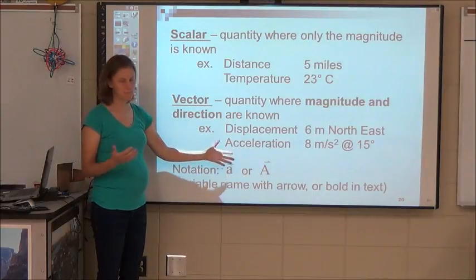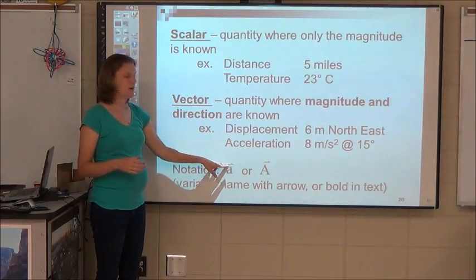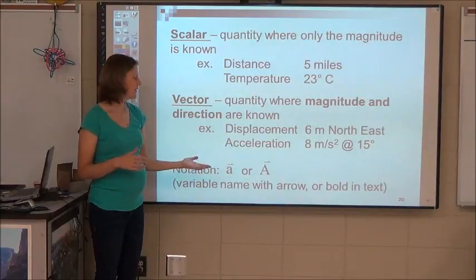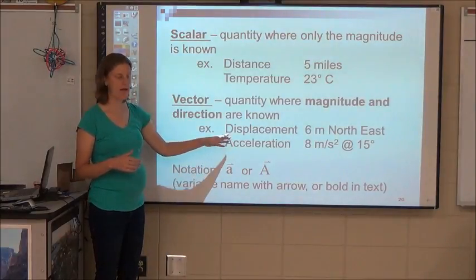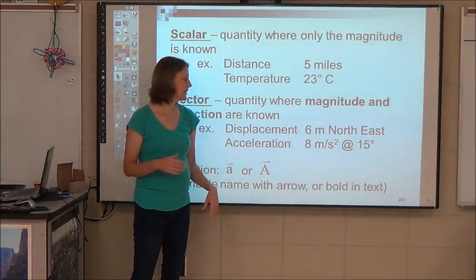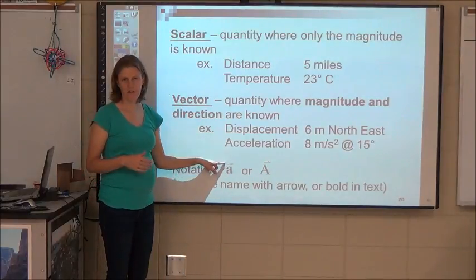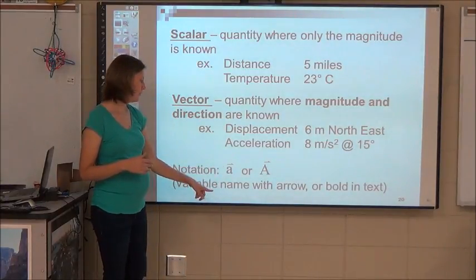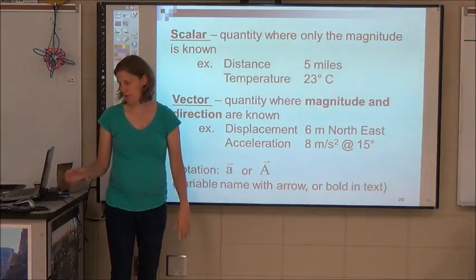Notation, sometimes we'll leave this off, but if we're writing out a variable like acceleration, a equals 8 meters per second squared, usually put this little vector hat on it. It might be bold in the textbook, but that's vector notation.